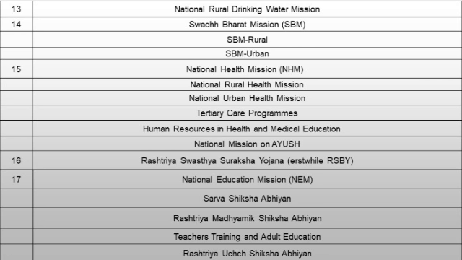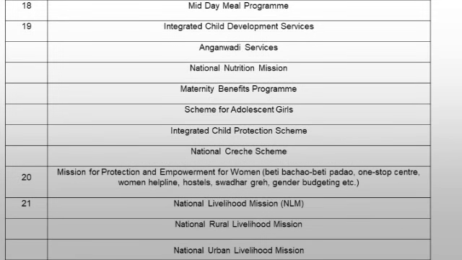So National Education Mission కింద సర్వ శిక్ష అంటే ప్రాథమిక స్థాయిలో, మాధ్యమిక శిక్ష అంటే సెకండరీ స్కూల్ లెవెల్లో 8th to 10th, తర్వాత ఉచ్చ శిక్ష అంటే హైయర్ ఎడ్యుకేషన్. ఇవి సెంట్రల్లీ స్పాన్సర్డ్ స్కీమ్స్. దెన్ మిడ్ డే మీల్స్, మధ్యాహ్న భోజన పథకం, ICDS ఇంటిగ్రేటెడ్ చైల్డ్ డెవలప్మెంట్ సర్వీసెస్ which has Anganwadi, National Nutrition Mission, Maternity Benefit, Schemes for Adolescent Girls, ICPS, National Creche.